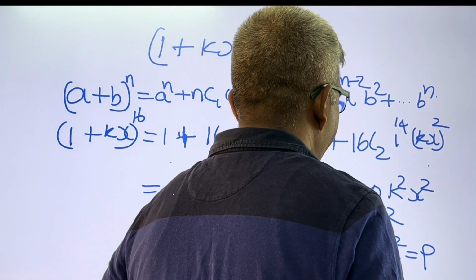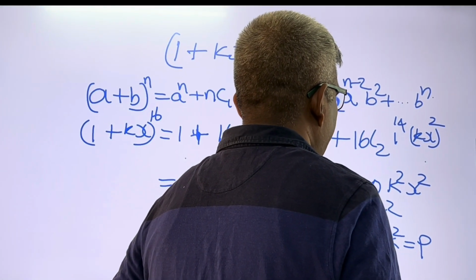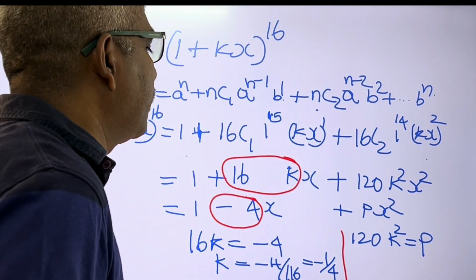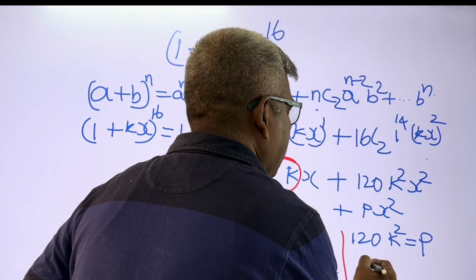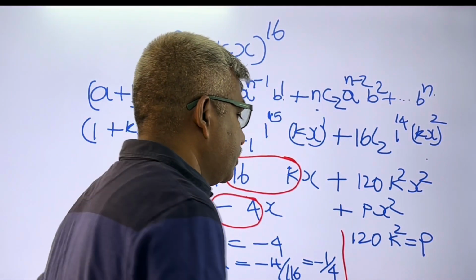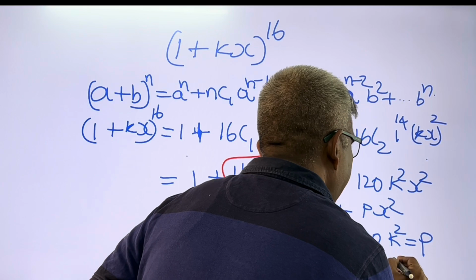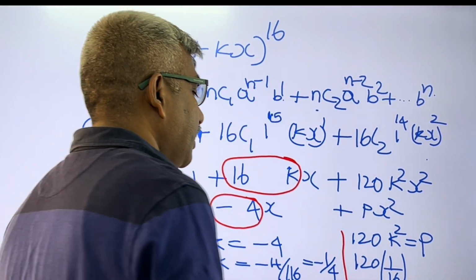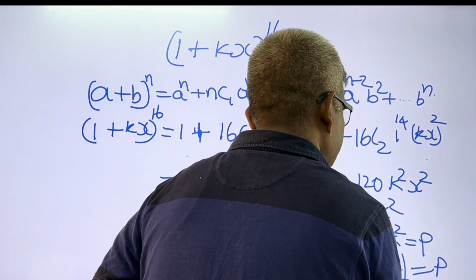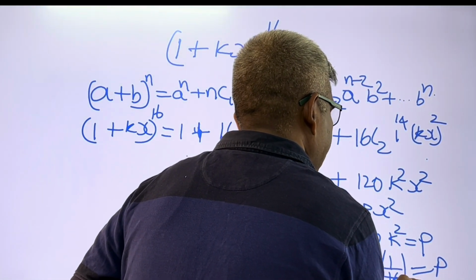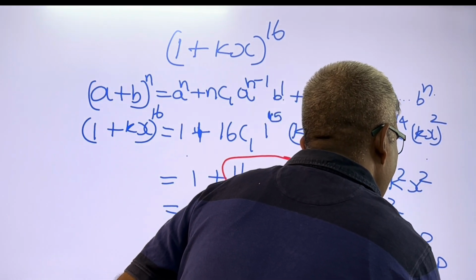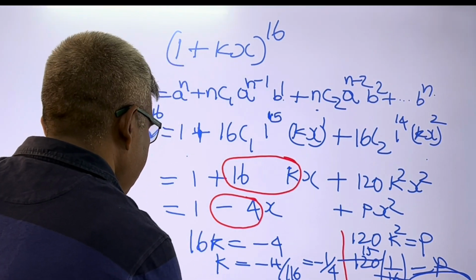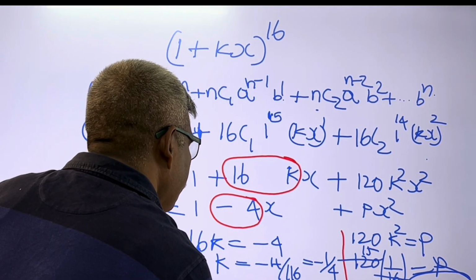Okay, now k is minus 1 by 4, so k squared is 1 over 16. Minus times minus will be plus. So 120 times 1 over 16 is equal to p. P is equal to 15 times 8 over 2 times 8. P is equal to 15 over 2. Got it? K value is minus 1 by 4.